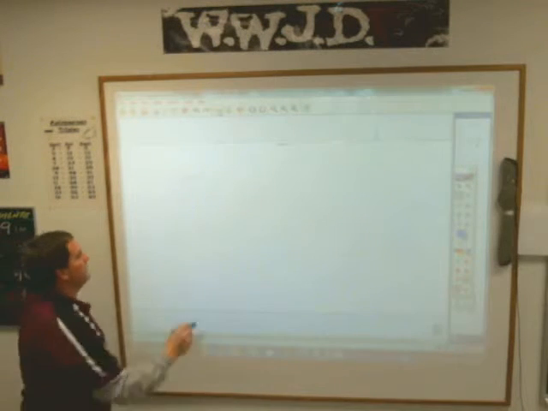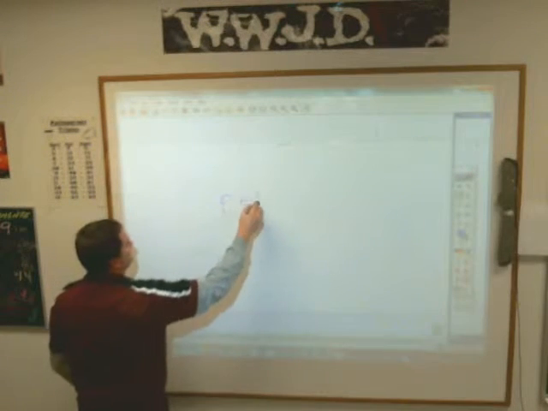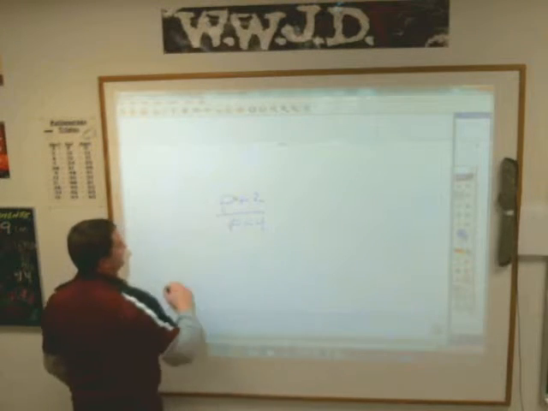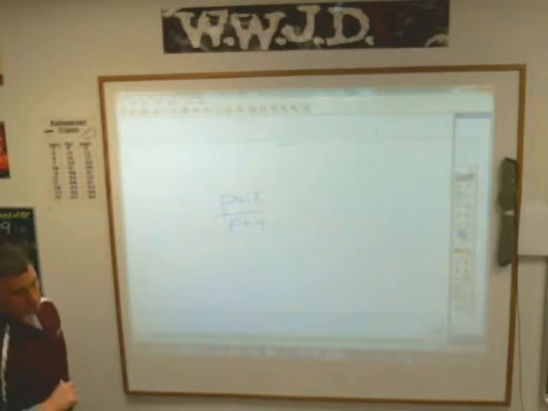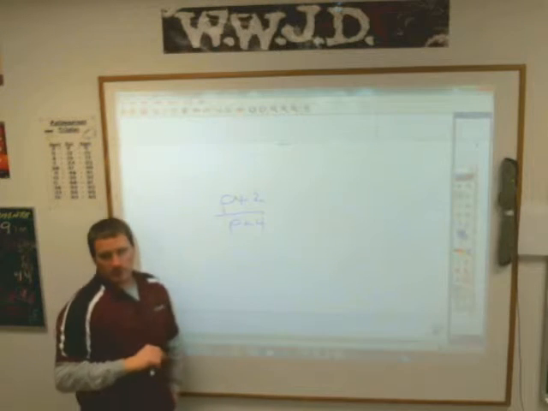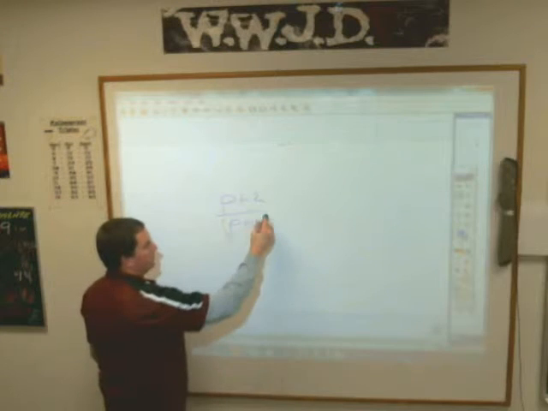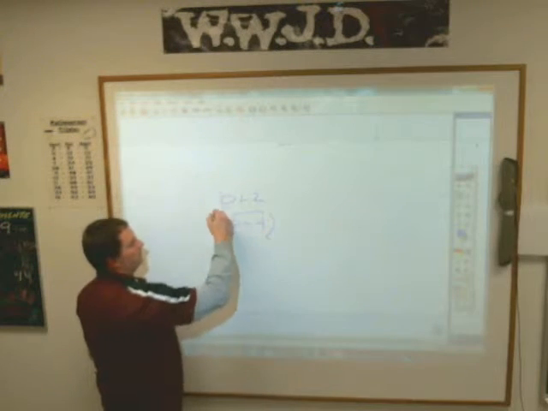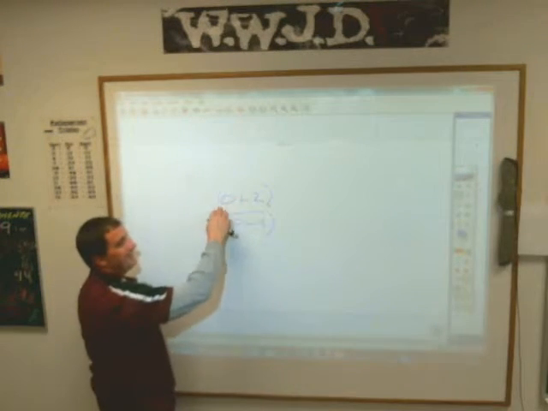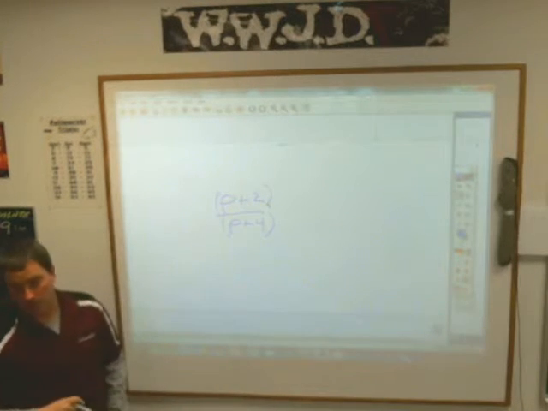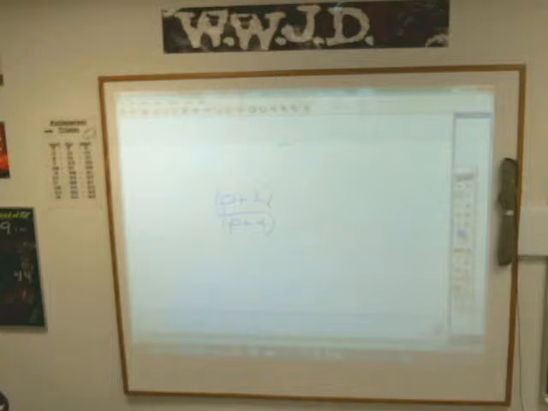p plus 2 over p plus 4. What can I factor that into? I can't cross the p's off? No. The only way this would cross off is if there was another p plus 4, and the only way that would cross off is if there was a p plus 2. You can't take anything out of those, so both of these are as prime as they get. You can't do anything with that. That is simplified as far as possible.